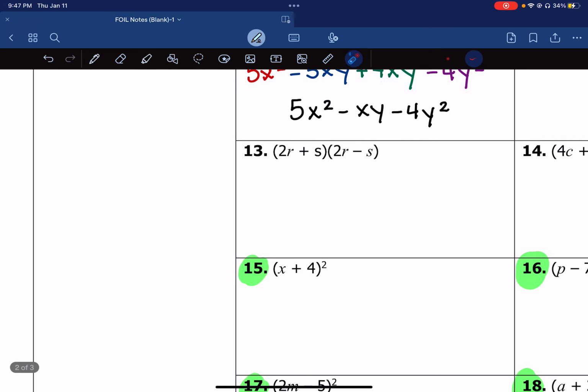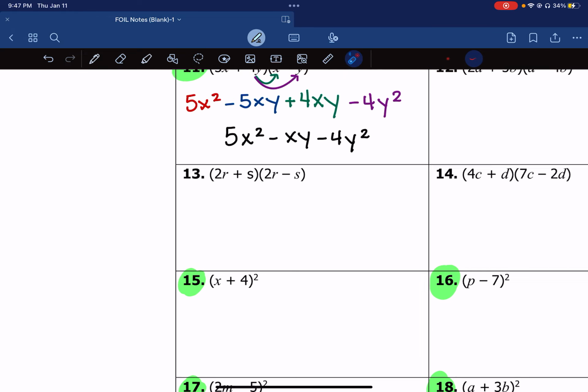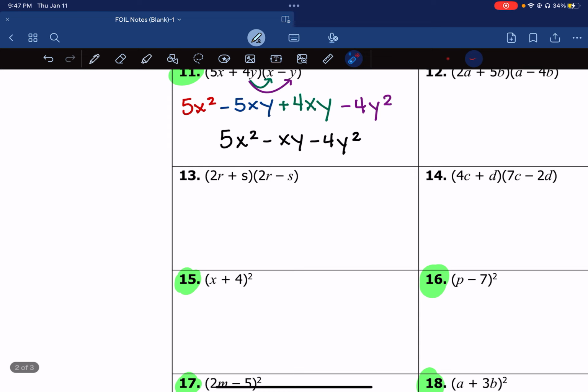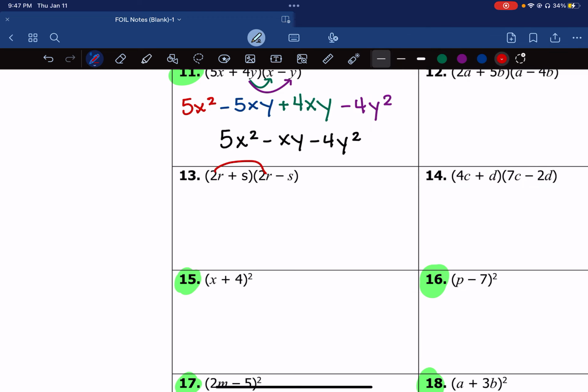I was going to skip 13, but then I noticed that 13 actually has a fun little trick to it that I actually really enjoy. All right. So we're going to touch on it briefly. You all know how to do all of our little rainbows and smiles at this point. 2r times 2r, that's 4r squared. We've got 2r times negative s, that's minus 2rs. We've got s times 2r, that's plus 2rs. And then s times negative s, that is minus s squared.